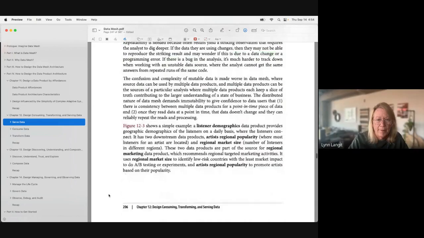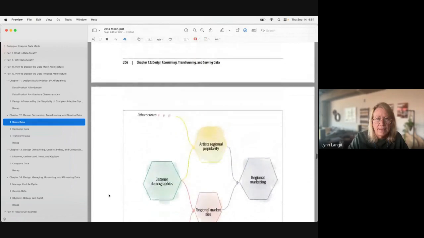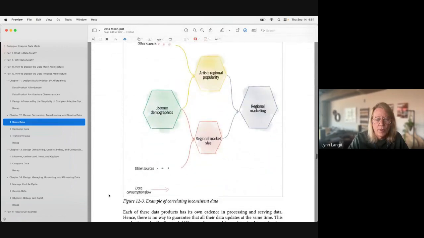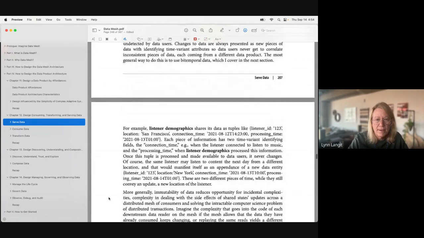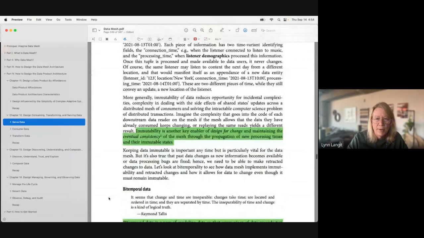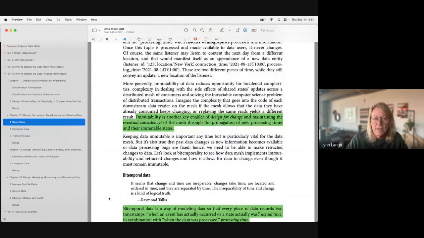That's cool. So, all right. So what is this thing? This is correlating inconsistent data. Okay, fine. We talked about that. Immutability is a key enabler of design for change, maintaining eventual consistency of the mesh. Yeah, because like you said, if you're changing data all the time, you'll never get there.